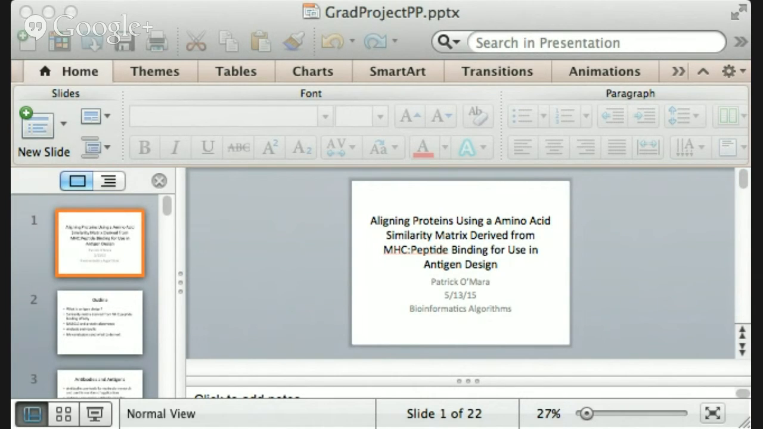Stated here is that for the VTML200 alignment, even though the gap penalties are optimized in the paper, could I have optimized them myself for antigen design purposes? That is something that I would like to do in the future if I had some time.